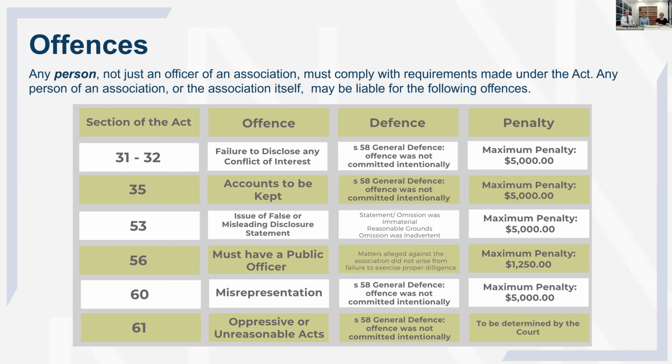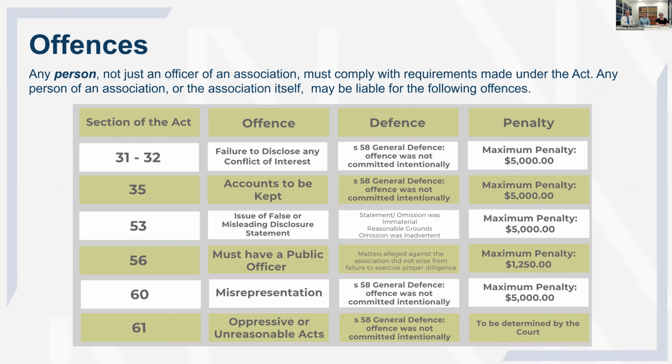The next one is misrepresentation. Now, this is by anybody who gains an advantage by falsely representing that a body is an incorporated association when in fact it is not. Again, the defence here is that there was no intention of doing that. People may get confused between a corporation and an incorporated association. So that's the defence they may raise. Again, if you don't get up on that, you may be liable for a $5,000 fine.